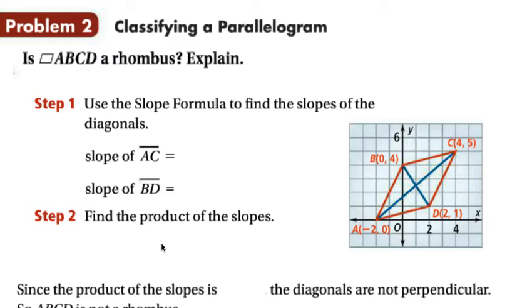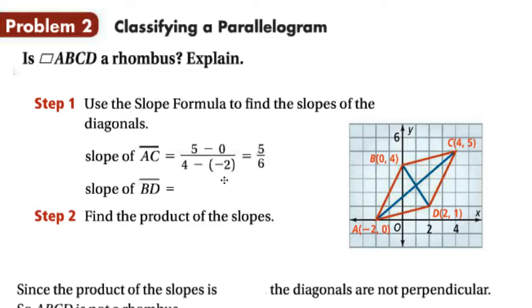In this problem, we want to determine whether or not parallelogram ABCD is a rhombus. So remember, if it's a rhombus, its diagonals will be perpendicular to each other. So we would need to find the slope of AC, that diagonal, and the slope of BD. If they're opposite reciprocals, or if their product is -1, then it would be a rhombus.